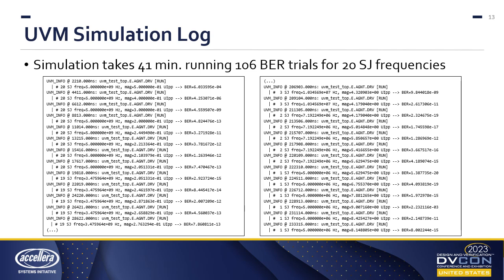For UVM simulation measuring the jitter tolerance at 20 SJ frequencies, the test bench ran a total of 106 trials, which took about 41 minutes in total. This is the simulation log listing each trial and its results.